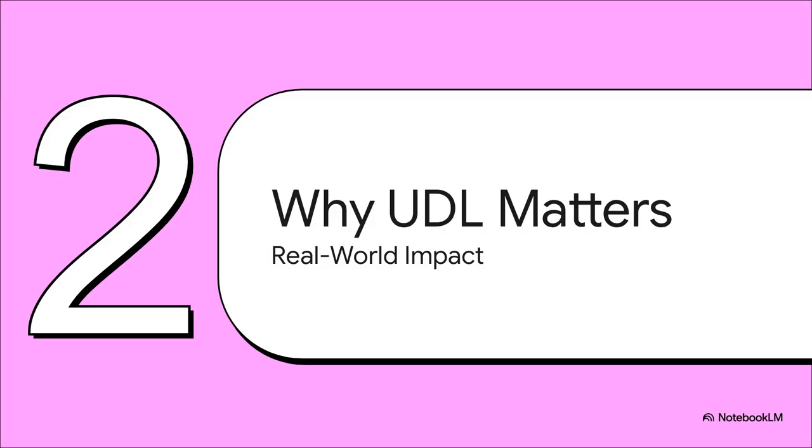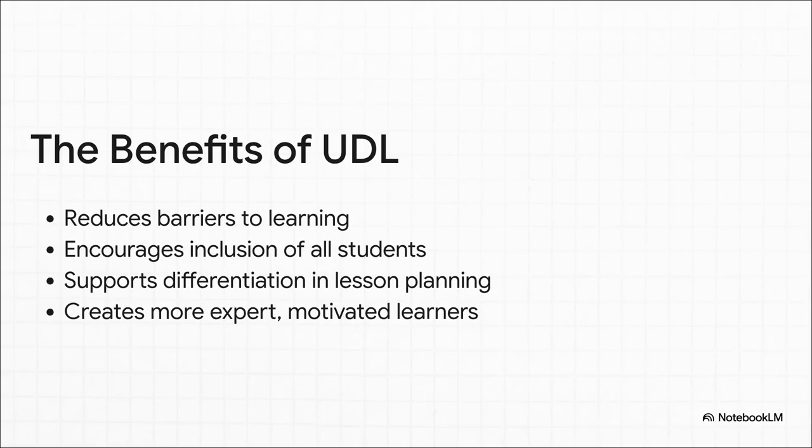Okay, so we've got the three principles: engagement, representation, action and expression. But so what? What's the real-world impact? Why does this blueprint for learning matter so much? The benefits are just huge. Because it's designed to be flexible from the start, UDL just naturally knocks down the common walls that get in the way of learning. It creates a more inclusive space, it helps teachers plan for everybody's needs, and ultimately, it creates learners who are more motivated and more resourceful.